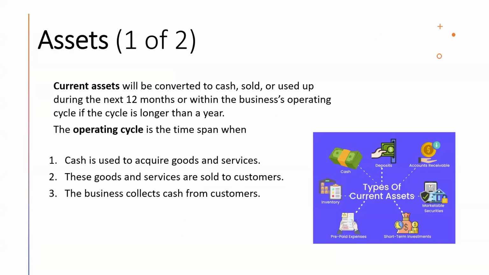Assets. What are current assets? A current asset is an asset that is expected to be converted to cash, sold, or used up within the next 12 months or within the business's normal operating cycle if the cycle is longer than a year. Now, the operating cycle is the time span during which cash is paid for goods and services, which are then sold to customers from whom the business collects cash.